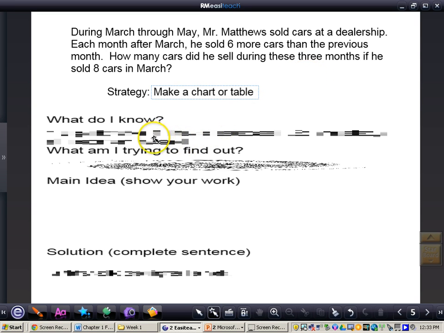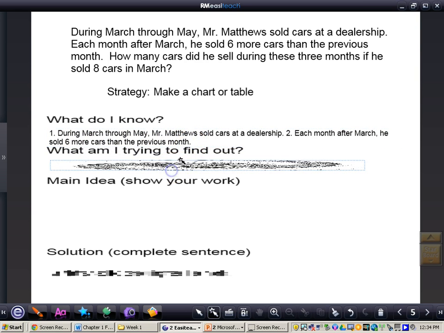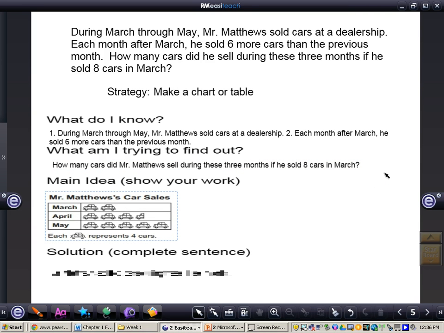Okay, so the first thing we're going to think about is what we know. All right, and I can see that we know a lot of things. They give a lot of information. During March through May, Mr. Matthews sold cars at a dealership. Each month after March, he sold 6 more cars than the previous month. What we're trying to figure out is how many cars did Mr. Matthews sell during these 3 months if he sold 8 cars in March. Okay, now this may be a little tricky to solve, but if we ever draw a picture or make a chart or a table, it can make it a lot easier.